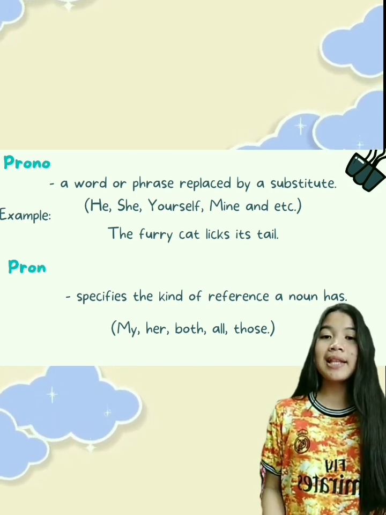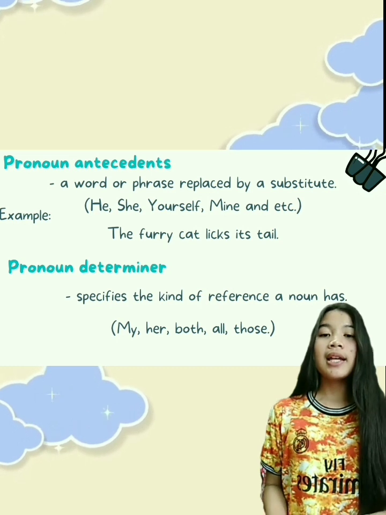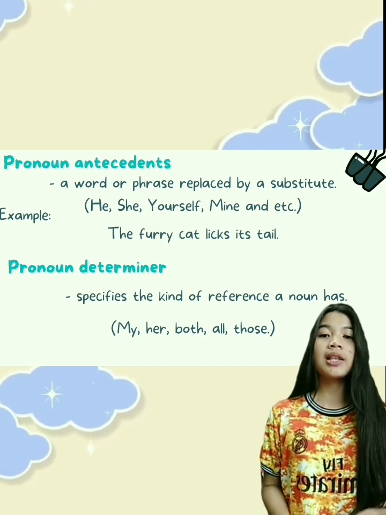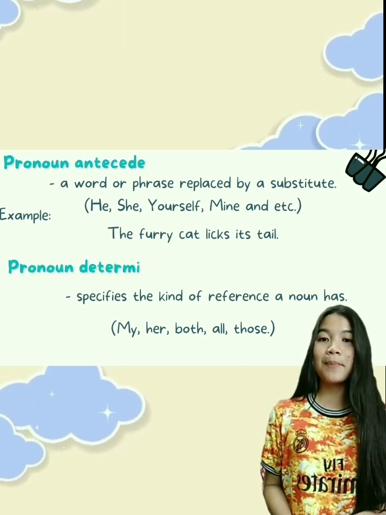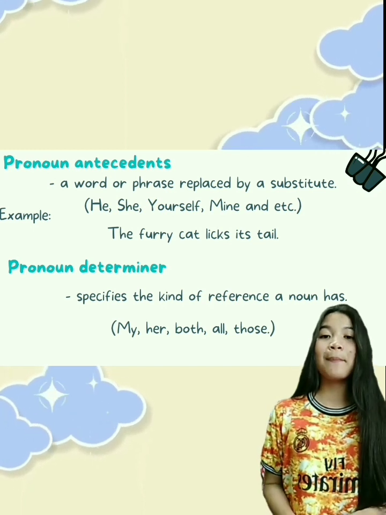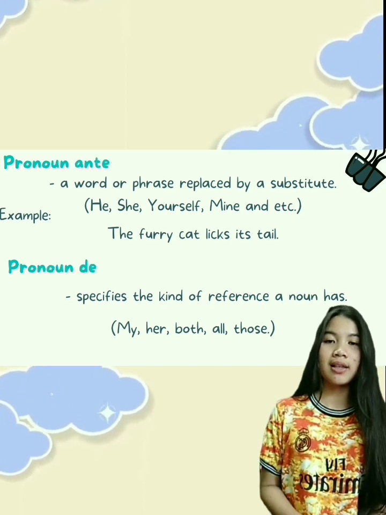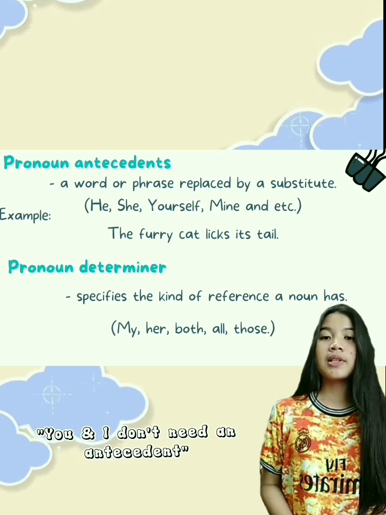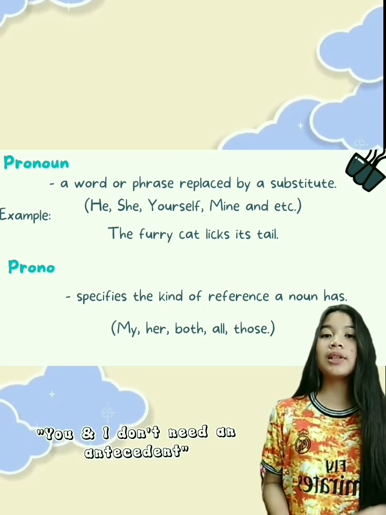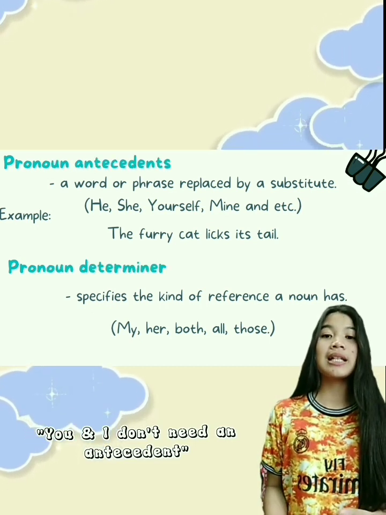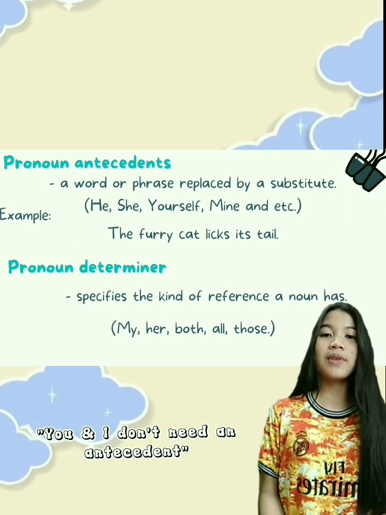When we use any type of pronoun, it is important to ensure that the antecedent is clear and unambiguous. If there is any ambiguity, use nouns instead. Some pronouns, such as you and I, don't need an antecedent because it is self-evident to whom they refer.